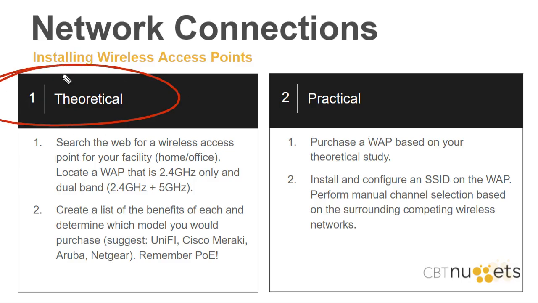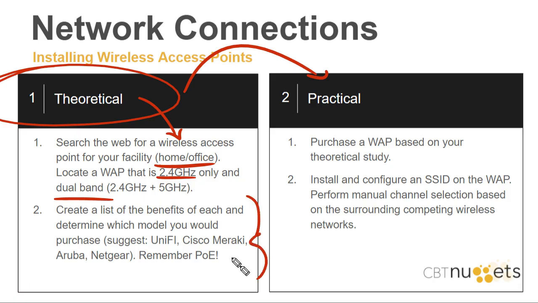I'd like you to go on an expedition and search the web for a wireless access point for your facility, your home or office. If it's truly theoretical, one that is make-believe. If it's something that you can actually do, you're preparing yourself for the practical section right ahead. Locate a WAP that is 2.4 gigahertz only, and then also do a dual band WAP, one that supports both frequencies. I'd like you to take them and list the benefits and pricing around each one of them.